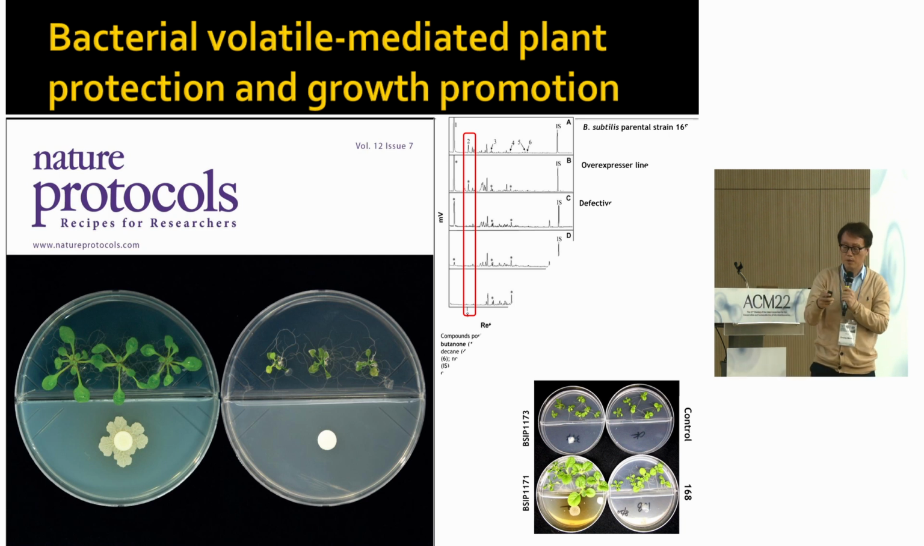A lot of bacterial volatiles have been characterized, and I can introduce just one. 2,3-butanediol is one of the volatiles released in high amounts from these bacteria. When we mutated the bacteria, they lost the function of plant growth promotion and induced resistance. If volatile production is increased, it is quite a bit better than the wild type.